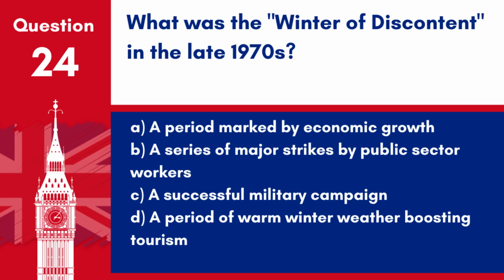Question 24. What was the Winter of Discontent in the late 1970s? A. A period marked by economic growth. B. A series of major strikes by public sector workers. C. A successful military campaign. D. A period of warm winter weather boosting tourism.